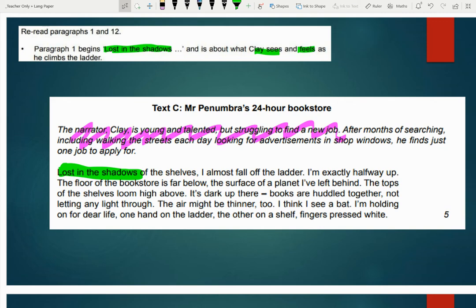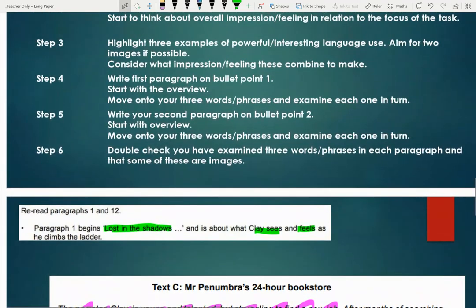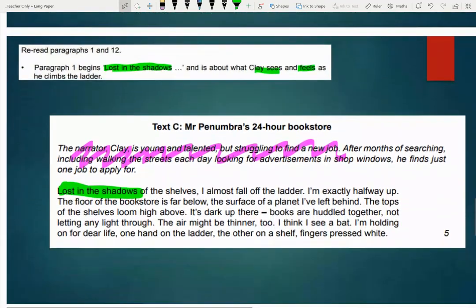He feels in some way that he's in danger. And what does he see? He sees obviously the books up there and the darkness up there. Okay, right, so I've got a sense of that. So now I need to highlight my 3 examples and phrases.